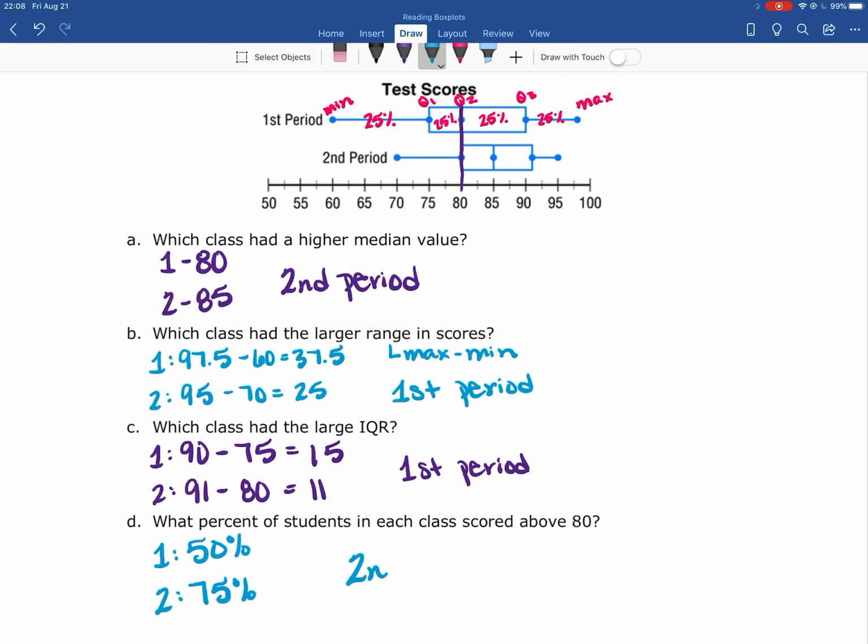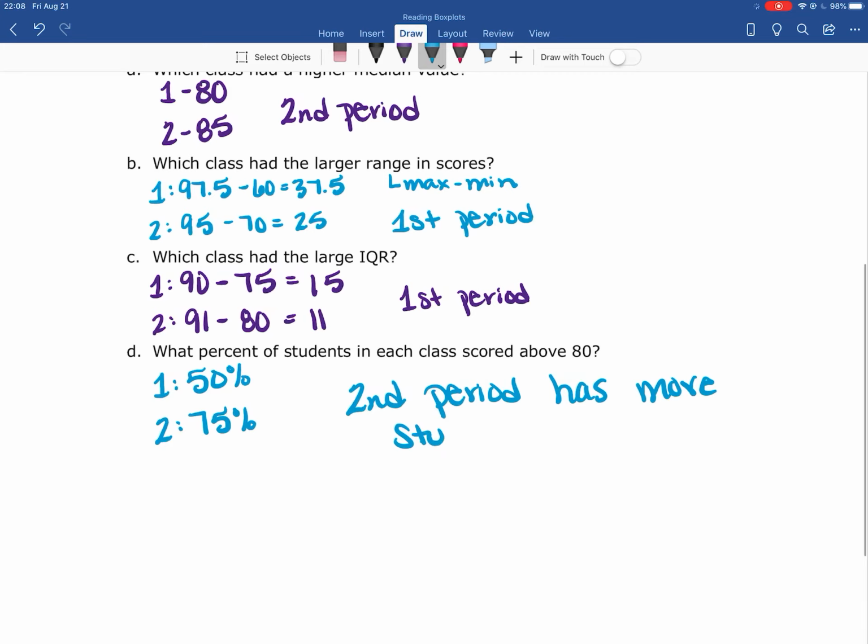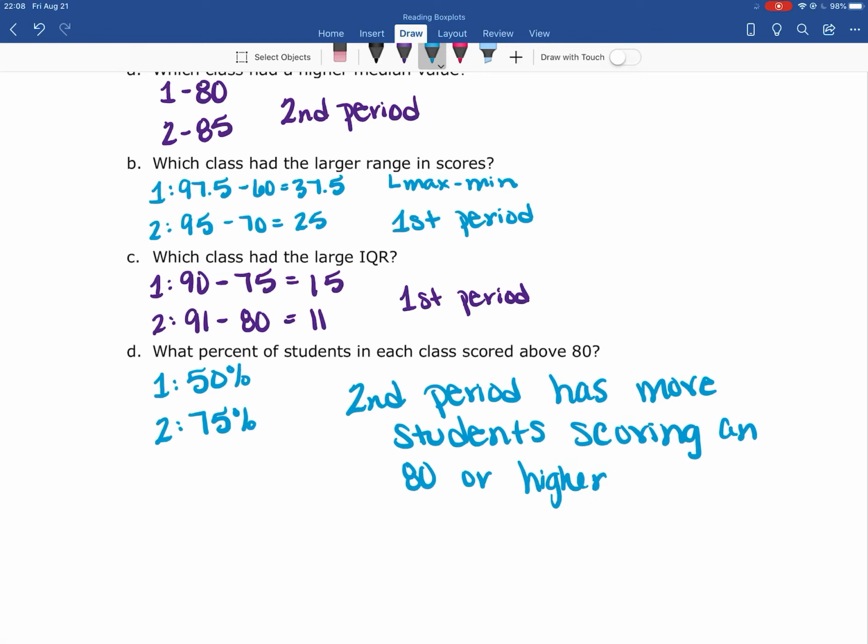So the second period class, this isn't actually part of the question, but I'm going to write this down, has more students scoring an 80 or higher than the first period class.